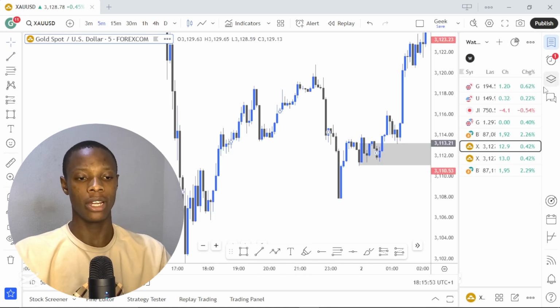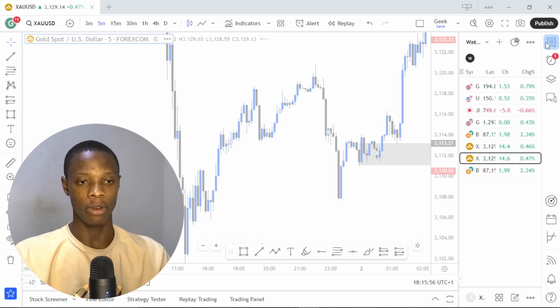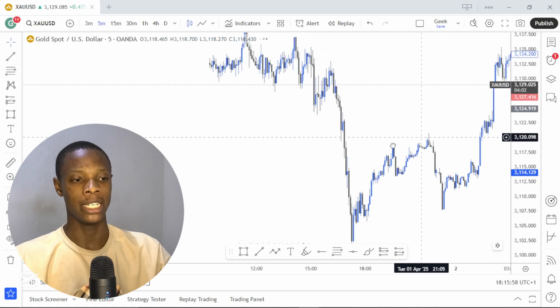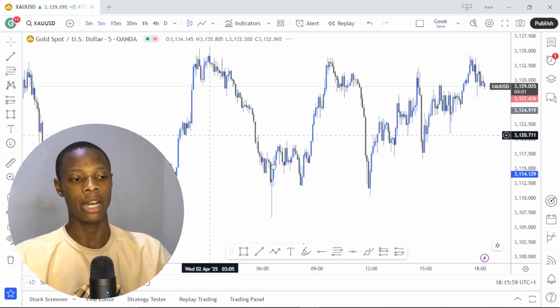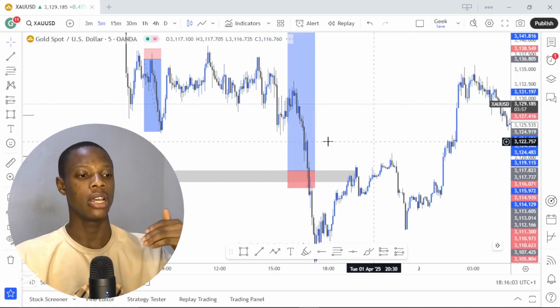Now, that was the trade I took today. I had showed you the setup, but I didn't send out the signal straight up to my Telegram. I have a free Telegram. The link is in the description. I didn't send out the signal.